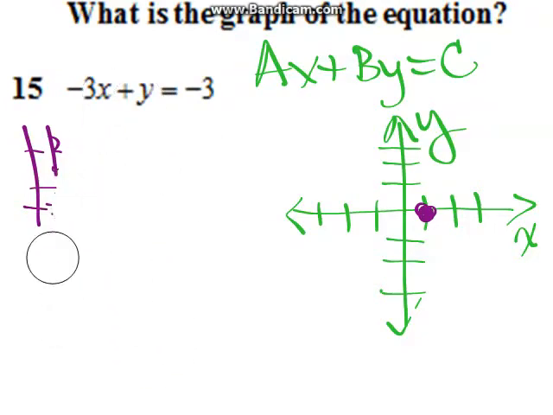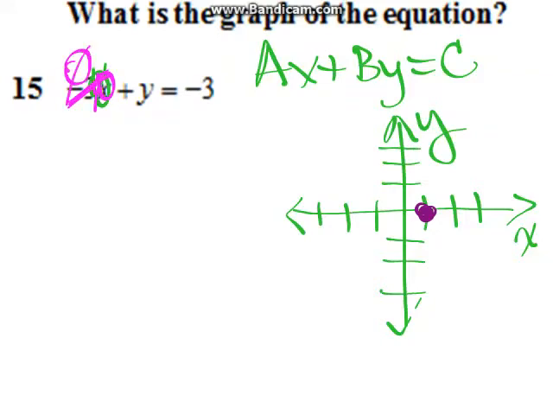Now let's reverse the process and turn x to 0. When I turn x to 0, the negative 3 times 0 just goes to 0, and I'm left with my answer of y equals negative 3. See how simple that is? And that's why we love standard form.